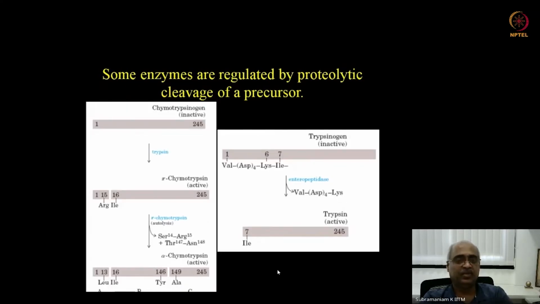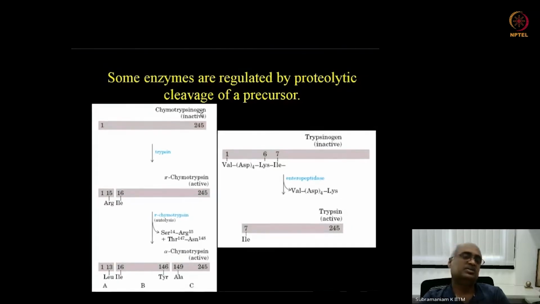Another way of regulation is that enzymes are usually produced as a longer polypeptide than the active form. So a part of the polypeptide, usually the N-terminus, gets proteolytically cleaved. For example, chymotrypsin is produced as chymotrypsinogen. These inactive precursor forms are often named by the addition of "gen": trypsin, trypsinogen.